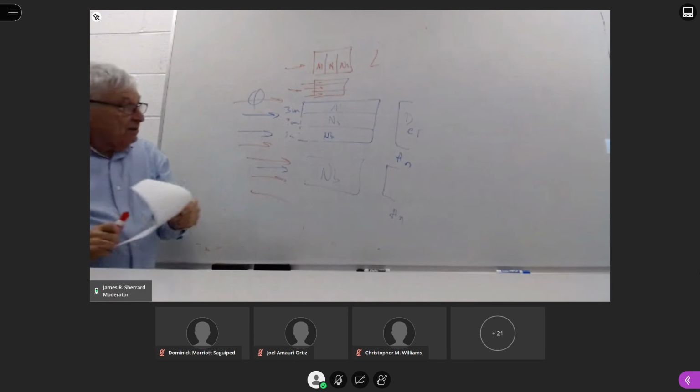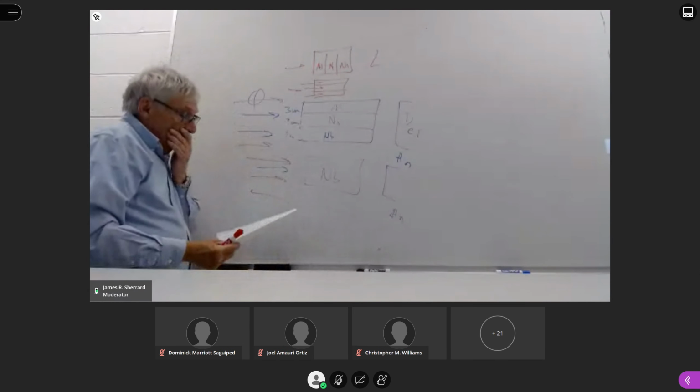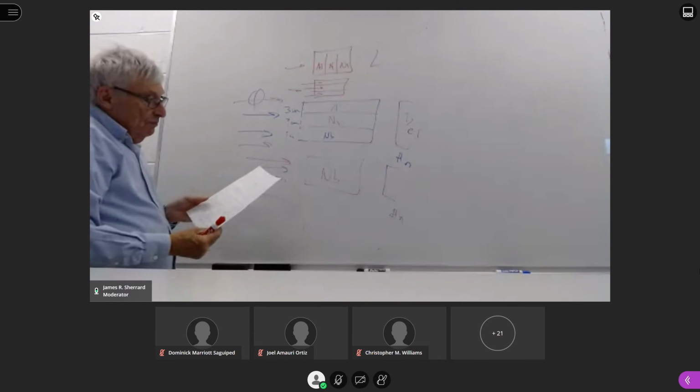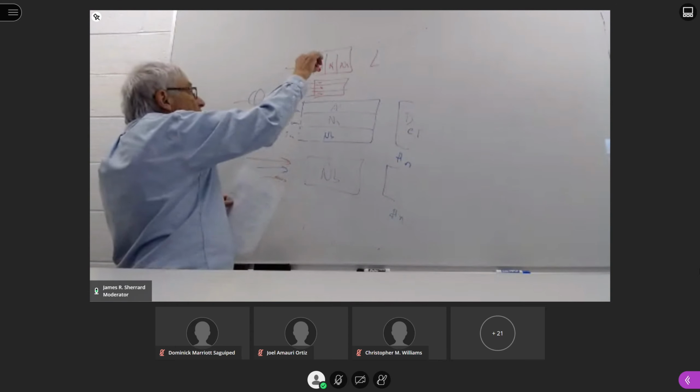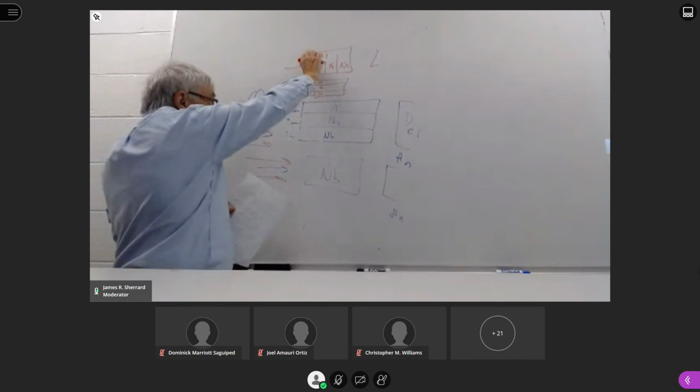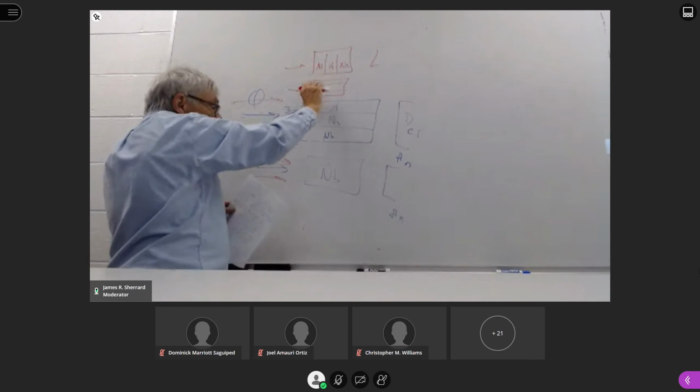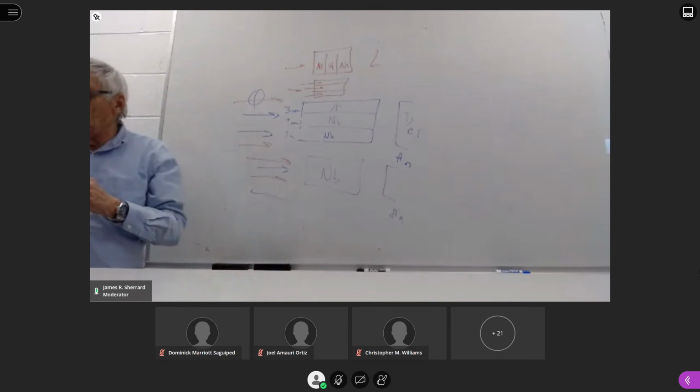On the exam, this flux is effectively like the second one. This is just rotating it 90 degrees.